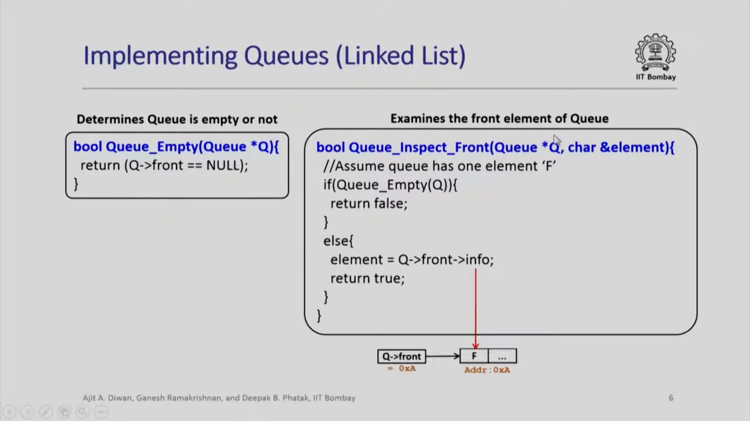This examines the front element of the queue. Now let us say this is the front element of the queue. I want to examine, which means I want to get the value f without changing the status of the queue. Very simply, I examine whether the queue is empty. If it is empty, there is no element in the front. If it is not empty, whatever node is pointed to by front is the front node. So I just look at that info, return it into the value of element as my return value, and that is how the inspection is completed. Notice that the status of the queue is not changed at all.